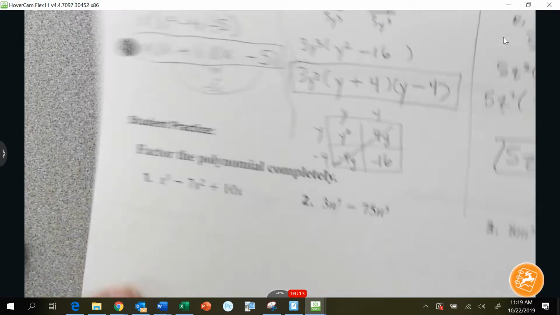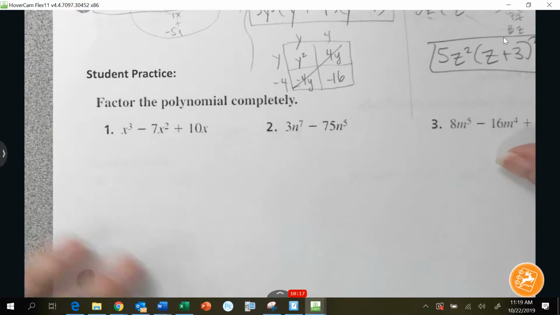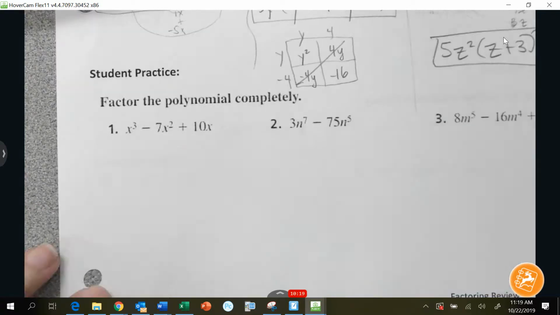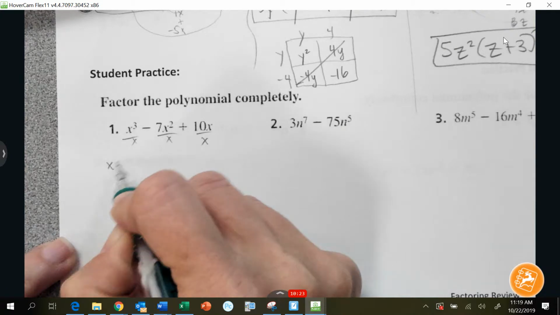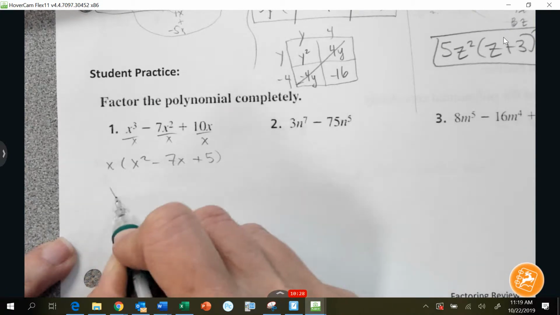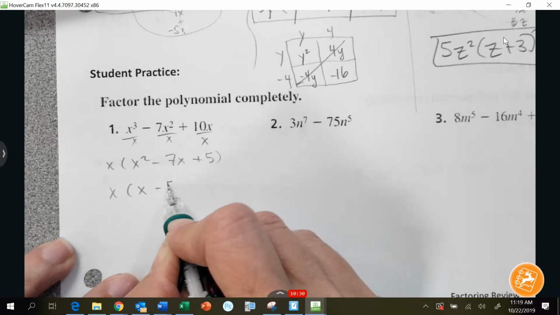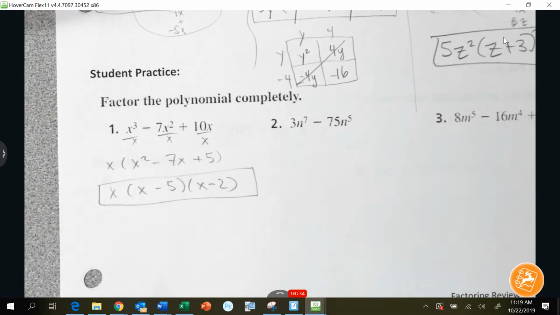Let's just do one more. Can you guys do number 1? And then we'll move on to the back. You try it. When you've done it and you've checked it, flip the page over so I know you're ready to go on.